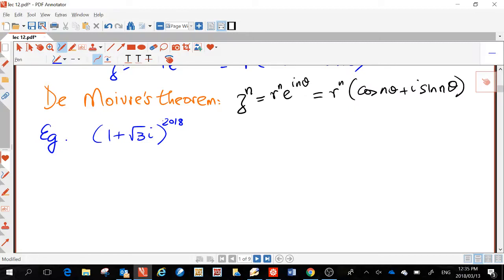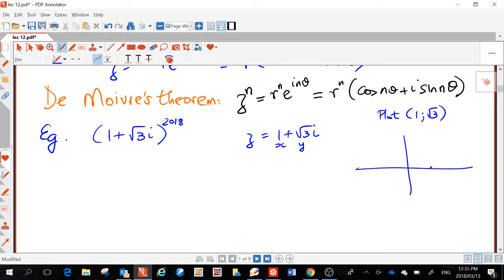The first thing to do is to start with the number 1 plus root 3i. Remember, that's x and that's y. So you plot the point 1, root 3 on the system of axes. 1 there, root 3 there. Of course, the radius will turn out to be 2 by the theorem of Pythagoras. And what will the angle theta turn out to be?